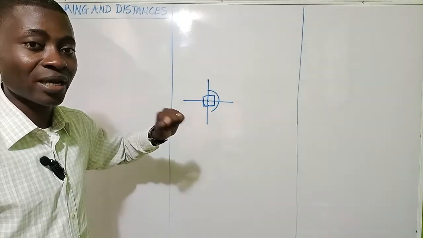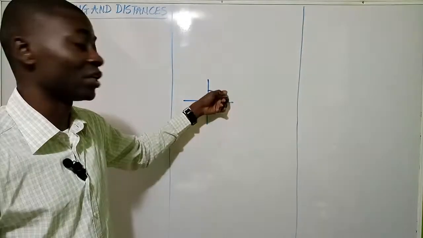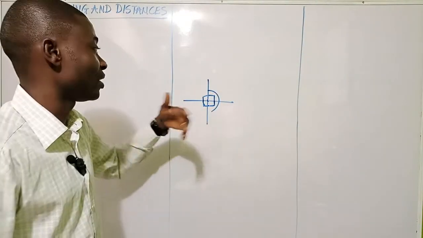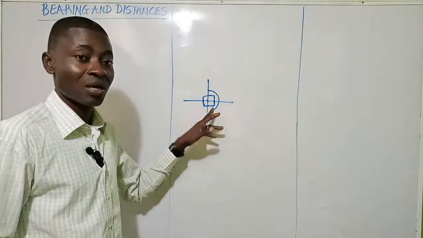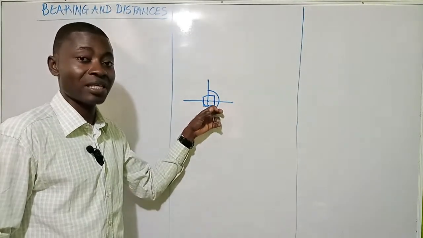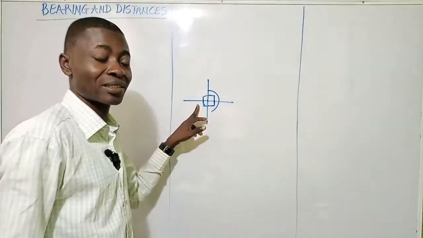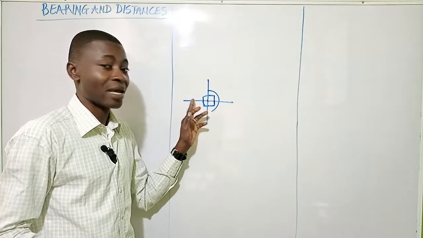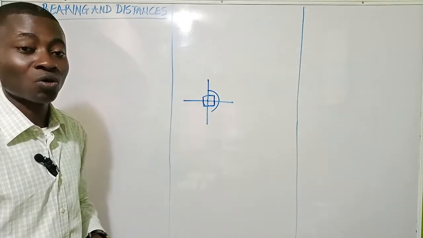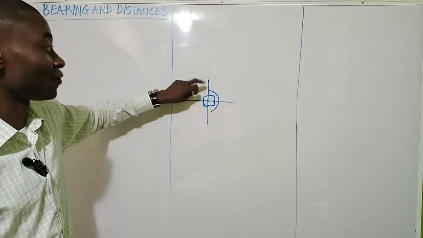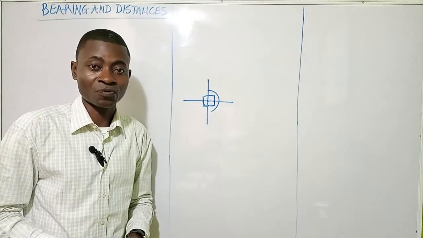So first thing, we need to know where our bearing ought to be based on the question we are having. If you're having between 0 and 89, it's going to fall in here. Between 91 and 179, it's going to fall in here. Between 181 and 269, it's going to fall in here, and then from 271 to 359 is going to fall in this quadrant. So that is the first thing we need to get right.